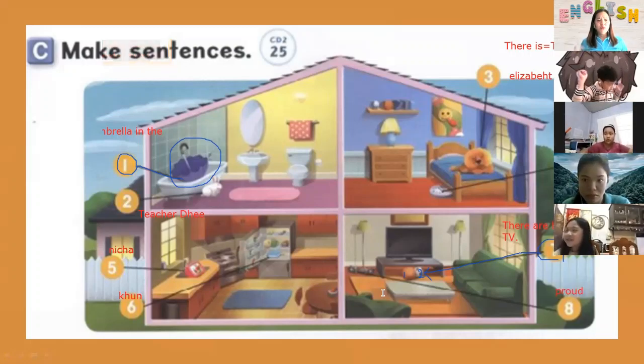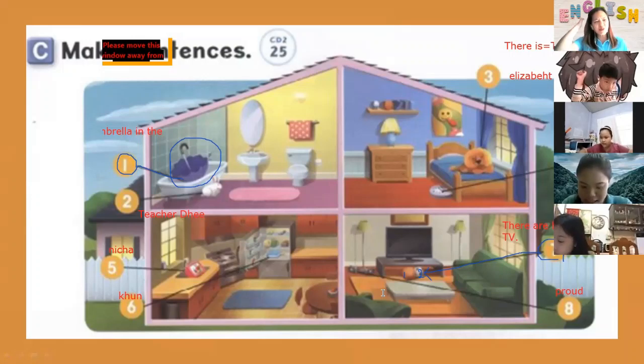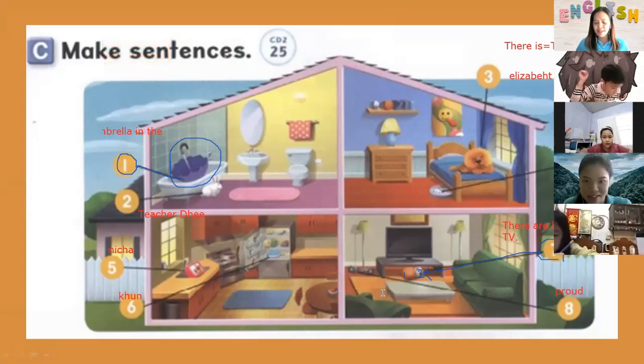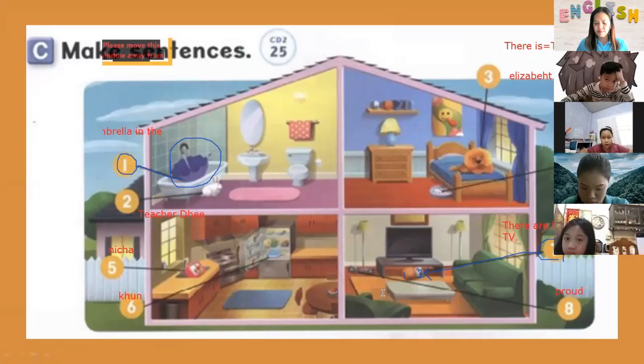We will give you 2 minutes to think of what sentence you can give. Think about it now. Elizabeth, Pammy, Nisha, Prowl, and Kun, think of your sentence. Teacher D also has to think. Number 2 for Teacher D, pointing to the rabbit. Come on, 1 minute now, everyone.